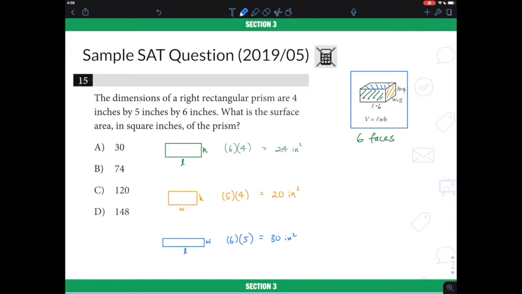We have to add them up and then multiply by 2. Adding all of these together, which you can do in your head, gives a total of 74 square inches. Then don't forget to multiply by 2, because there are 2 faces on each side. That gives us a total of 148 square inches.